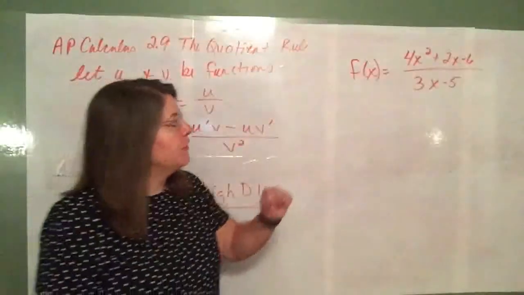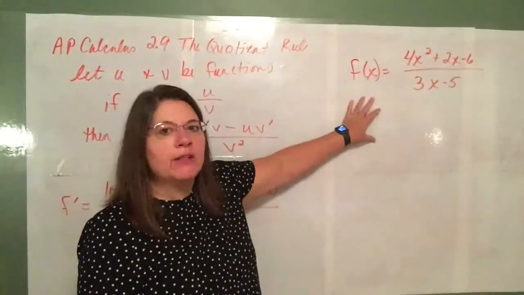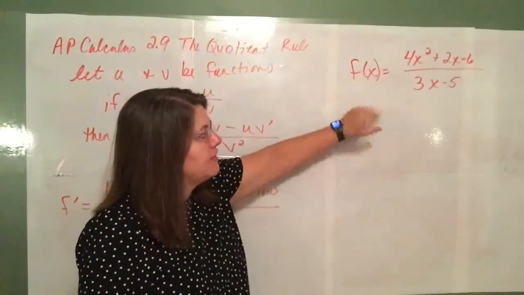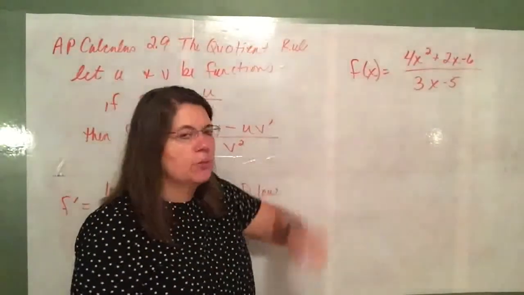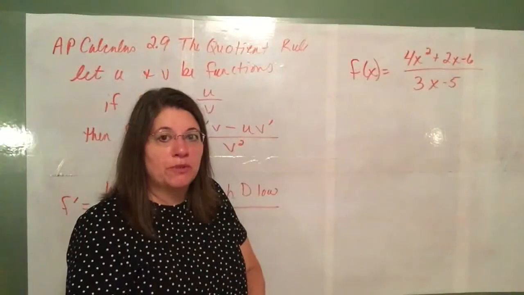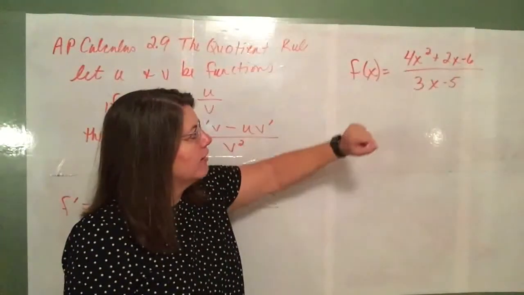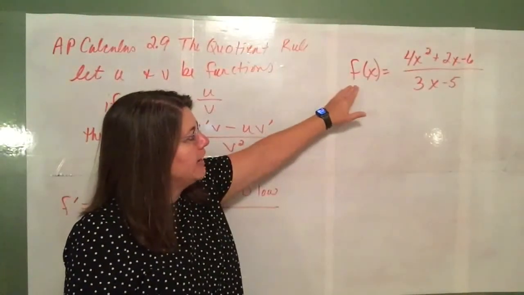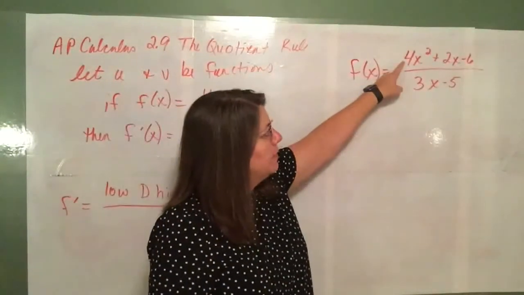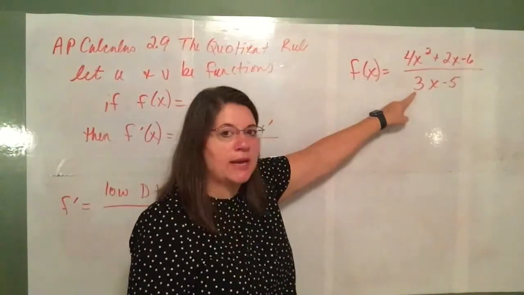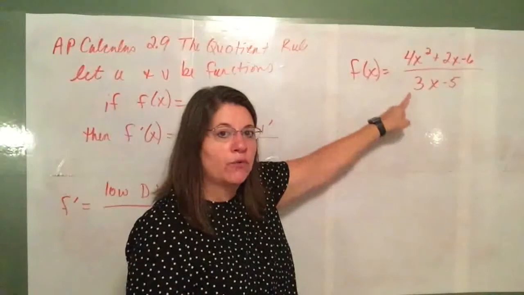So let's just do our first example here, and this is a fairly simple example. They don't get much easier than this one, but it's good to learn with the simple ones. If the simple ones work, so will the difficult ones. So same method for all of them. So we have an f of x equals 4x squared plus 2x minus 6 over 3x minus 5. So we have a function over a function.